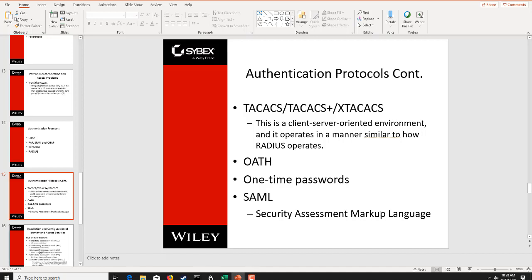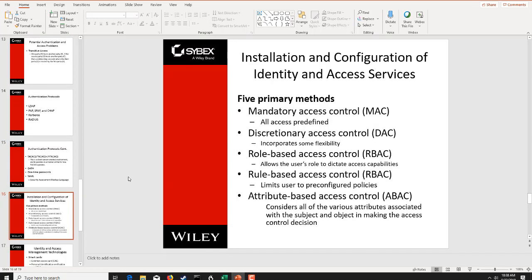So let's get into how we install and configure different types of identity and access services. From here, we need to know all the different definitions of the different access control methods. This slide is very, very important. You will see questions on this, I guarantee you, on the midterm as well as your Security Plus exam. The five primary methods are mandatory access control, discretionary access control, role-based, rule-based, and attribute-based access controls. They all have different idioms about them.